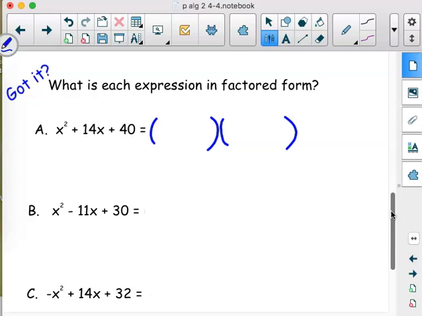And now some of them we're not going to have to make a list for because we're going to be able to find them. So now I know x times x gives me x squared. But I need two numbers that multiply to 40 and add to 14. Unmute and tell me those numbers if you know them. 4 and 10 it is.